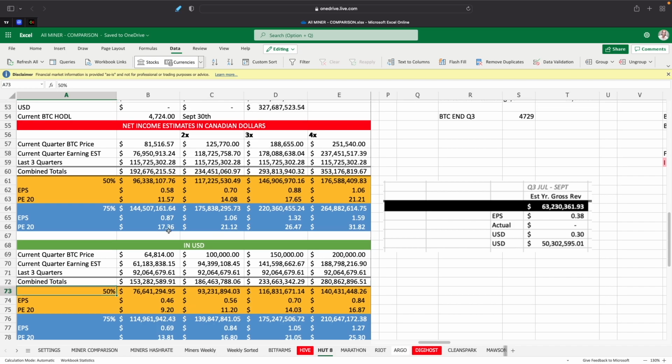Okay, so if Bitcoin stays where it's at, we're looking at in Canadian between 1157 and 1736. And then if Bitcoin goes up to 100,000 US dollars, we're looking at 1408 and 2112 in Canadian. And if Bitcoin goes up to 150,000, it's going to be 1765 and 2647 for Canadian. And 200,000 Bitcoin would be 2121 to 3182.